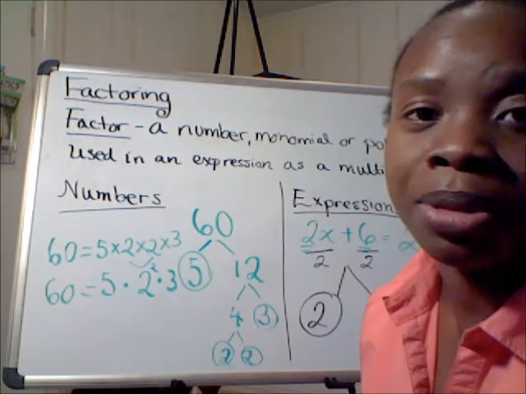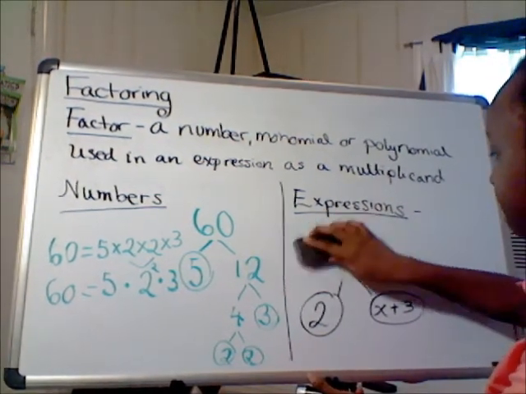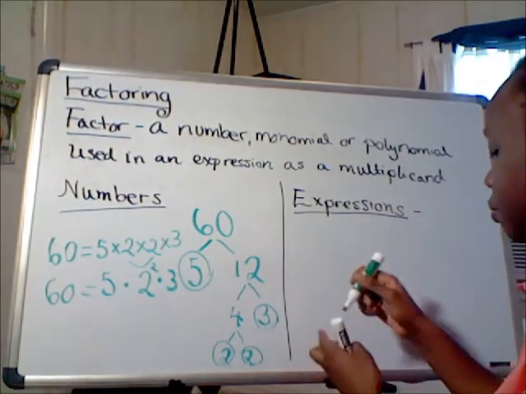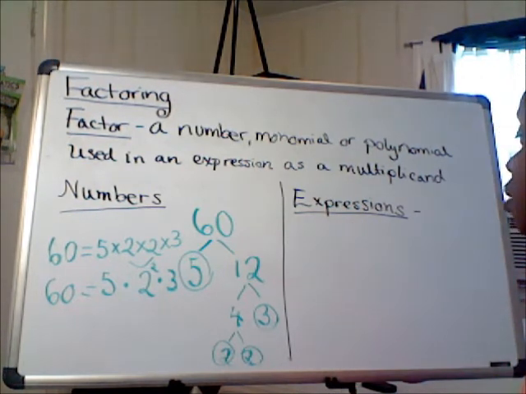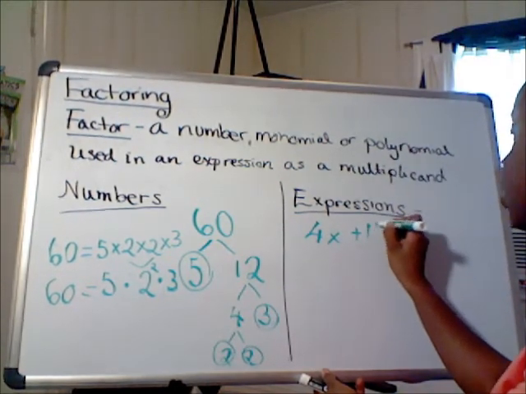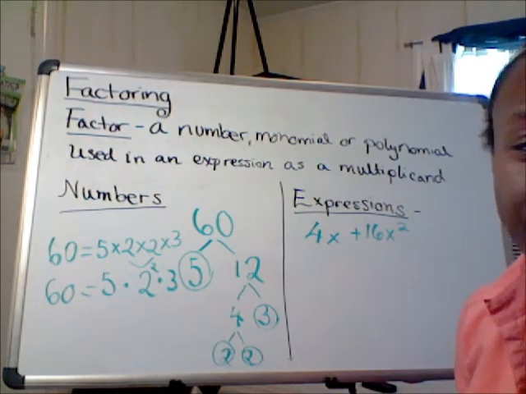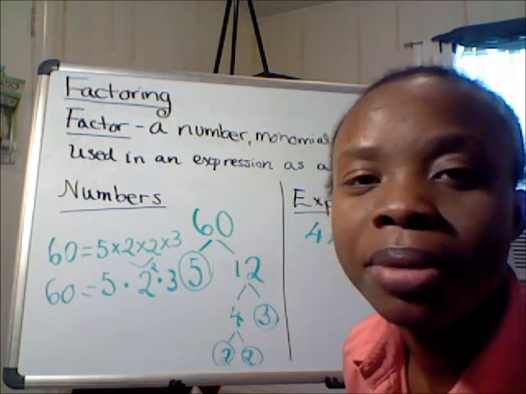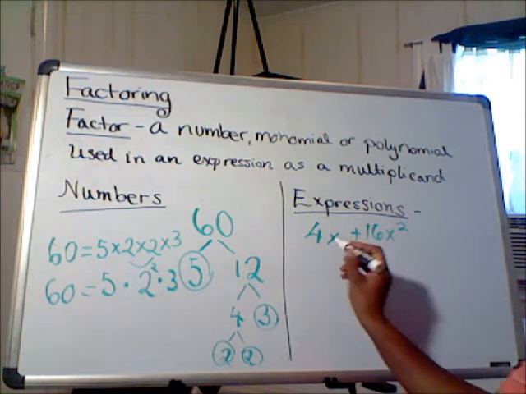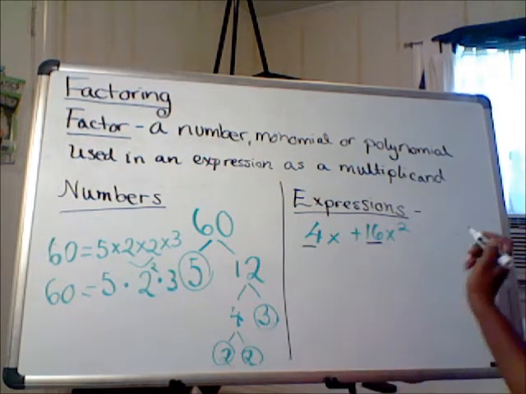But let's give you one more problem just to give it a try. Let's use the expression 4x plus 16x squared. Now we have more than just a number in common. We've got some variables in common. We've got the x, and this has an x squared. But let's look at the numbers first. What do 4 and 16 have in common? They're both divisible by 4.